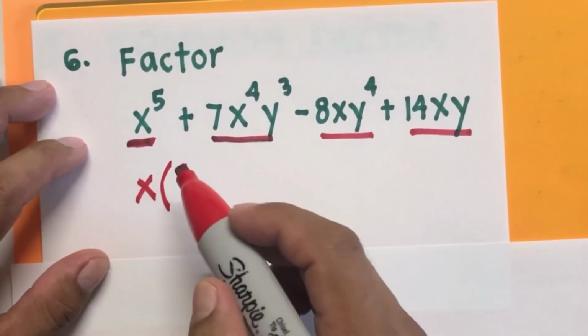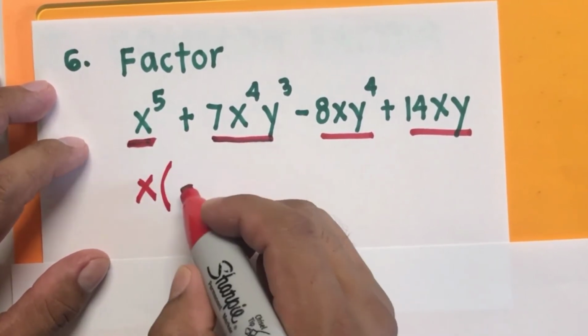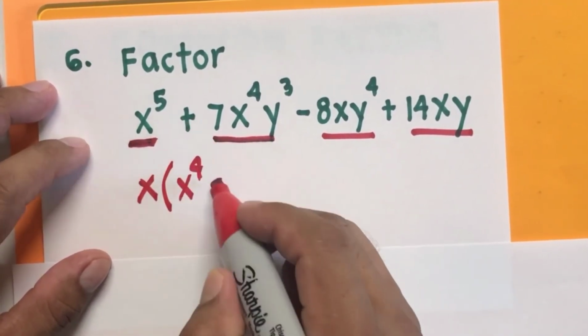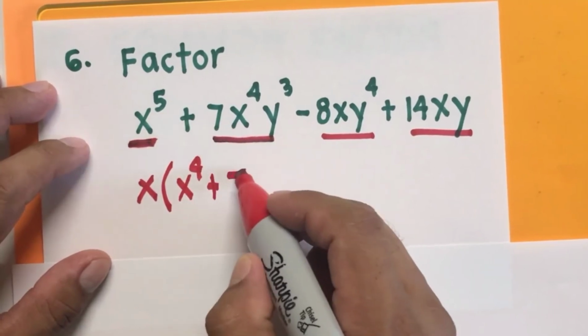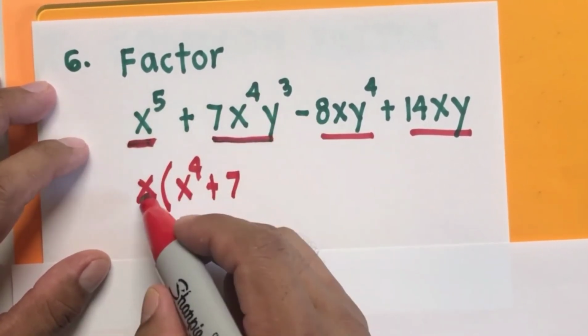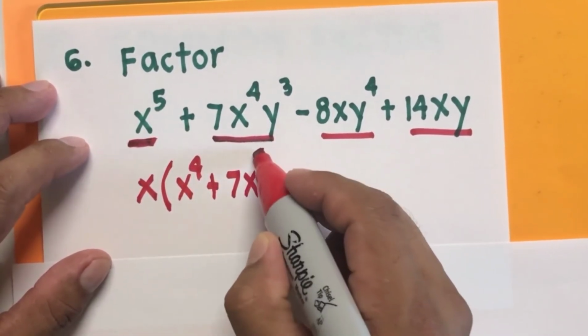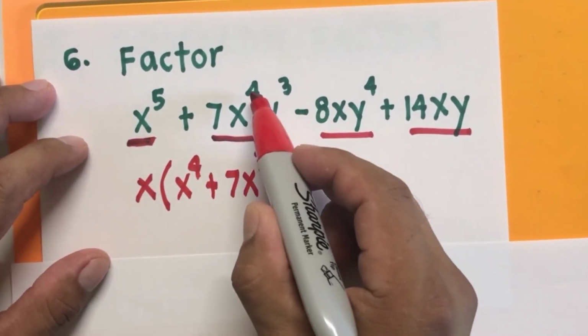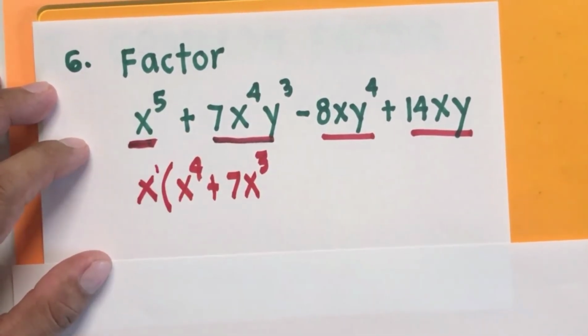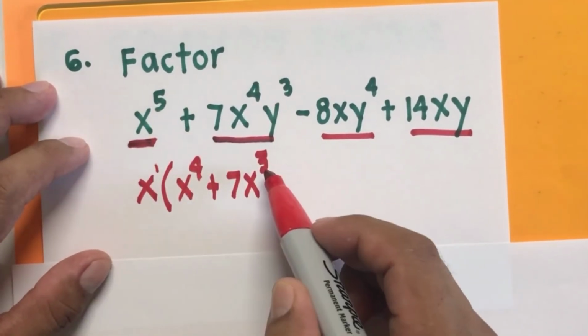And then let's divide. x to the fifth divided by x is x to the fourth. Copy the plus sign. 7 is copied. x to the fourth divided by x is x cubed. You have to subtract the exponent. Exponent here is 4. Exponent here is implied to be 1. 4 minus 1 is 3.